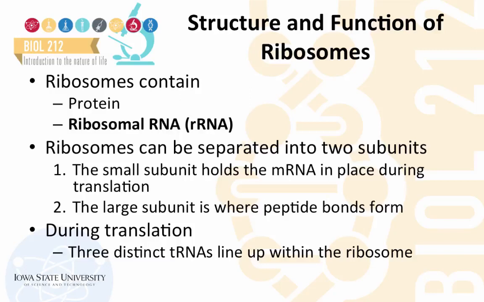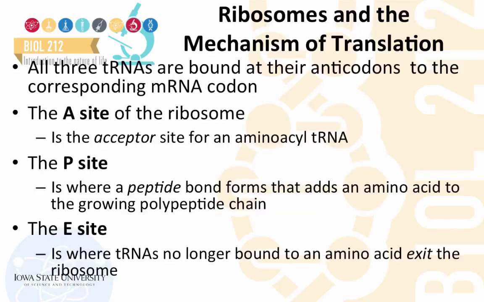In addition to amino-acyl tRNAs and mRNAs, an additional requirement for translation is that of ribosomes, which contain both protein and ribosomal RNA, which is another type of RNA. Ribosomes contain two subunits: the small subunit, which holds the mRNA in place during translation, and the large subunit, where the peptide bonds form. During translation, 3 distinct tRNAs line up within the ribosome. All 3 tRNAs are bound at their anticodons to corresponding codons within mRNA.